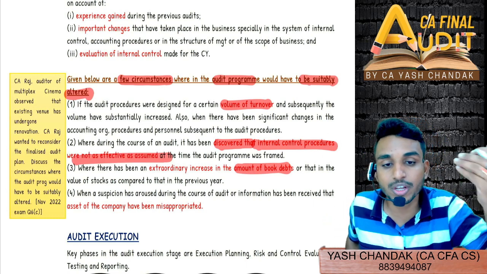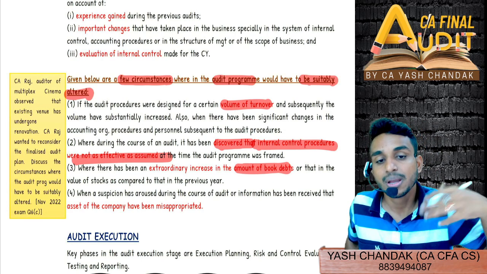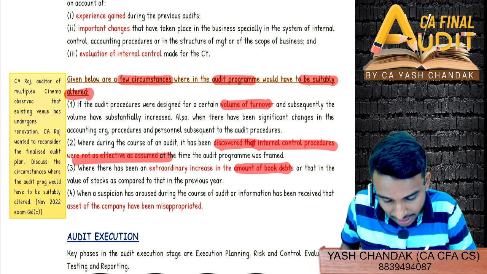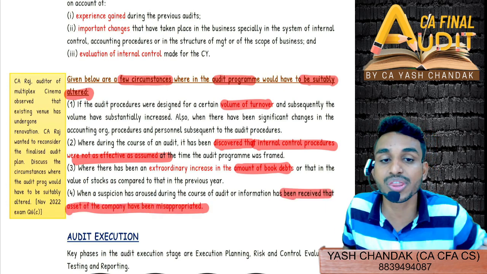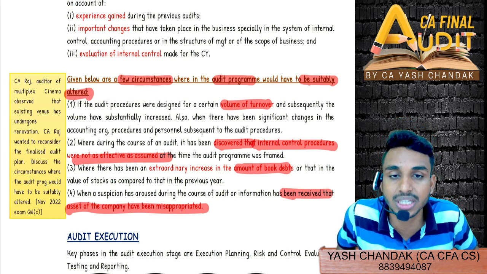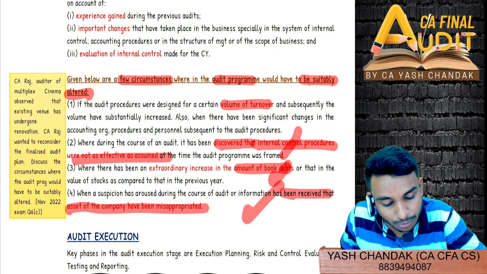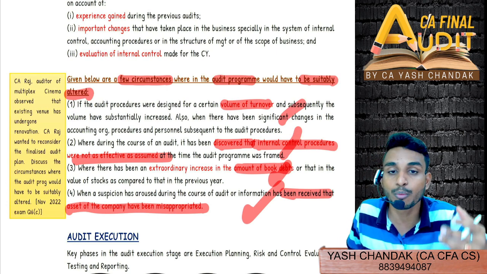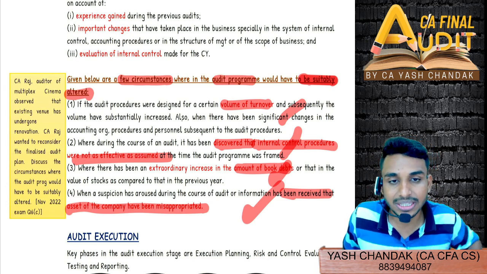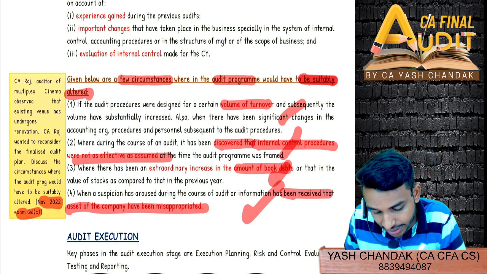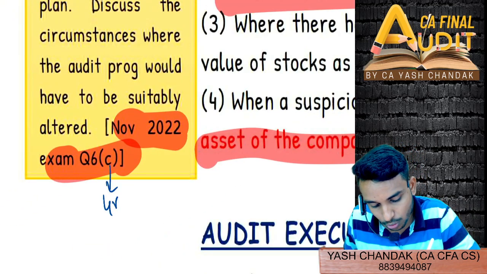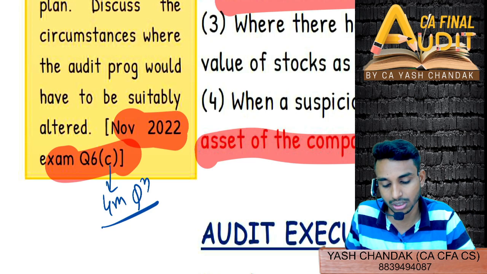That means when you performed test of controls, you thought that controls are effective, but later on you found out that controls are not effective. And any fraud happened, any misappropriation of asset, certain fraudulent financial reporting. So these are very basic inclusive points. You can also think of other points where the audit program would need to be suitably altered, but they asked this for 4 marks in November 2022, last to last attempt. Question number 6C, that is a 4 mark question.